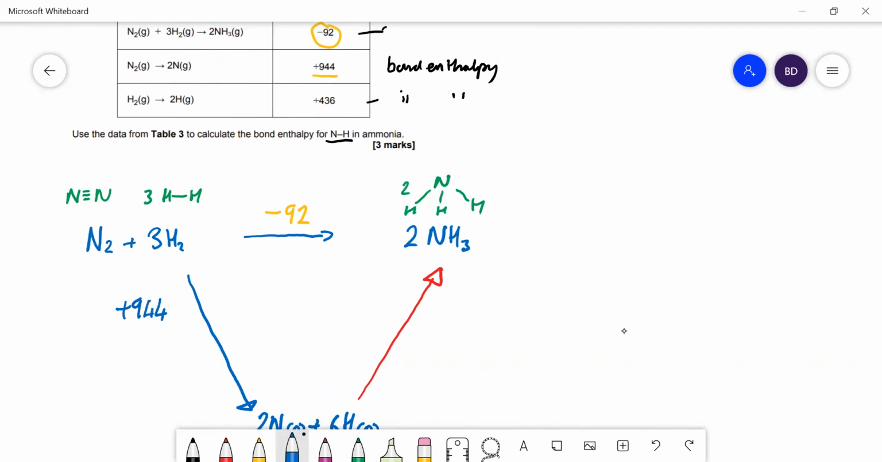944, sorry. And we're breaking 3 lots of them, so that's plus 3 times 4, 3, 6. And they're all positive values because we're breaking all those bonds. And if we do that, we get a value of plus 2252.